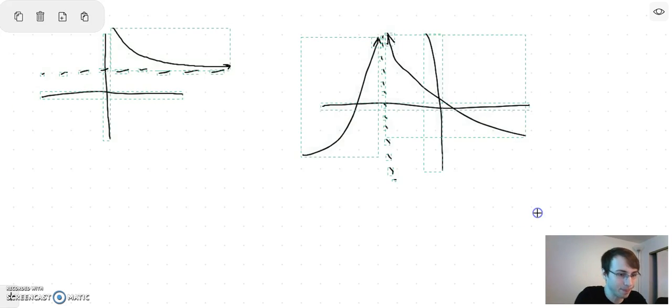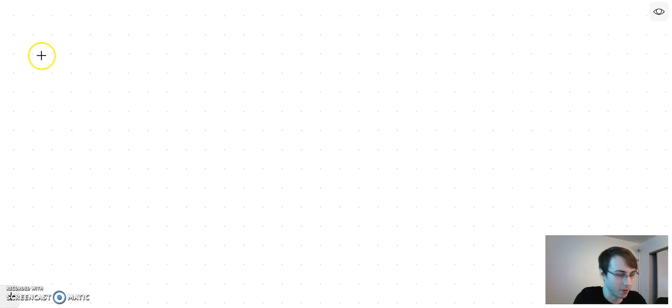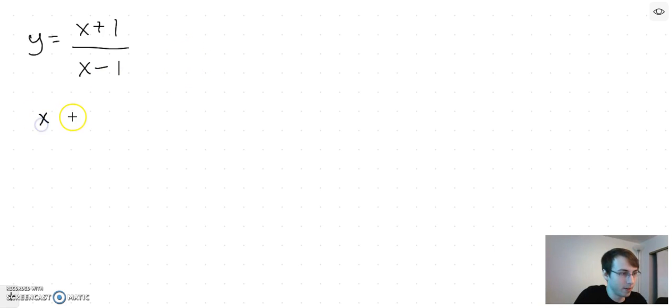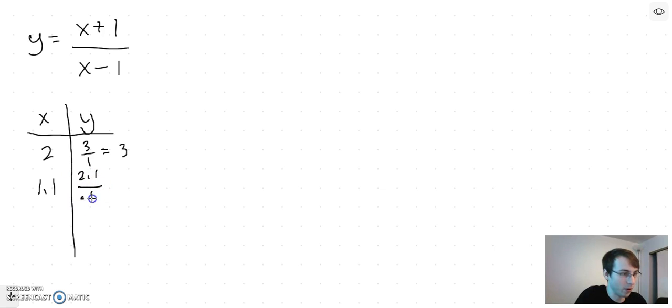So let's take the same example function we used for horizontal asymptotes. Let's take y equals x plus 1 over x minus 1. Now let's make an xy table. When x is 2, then y is 3 over 1, which is 3. When x is 1.1, then y is 2.1 over 0.1, which is 21.